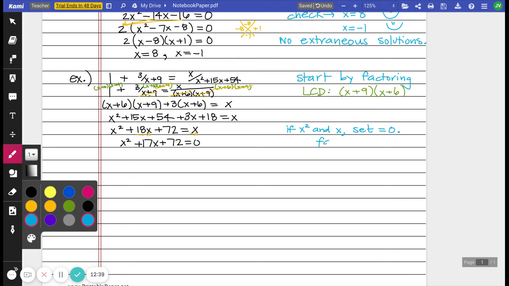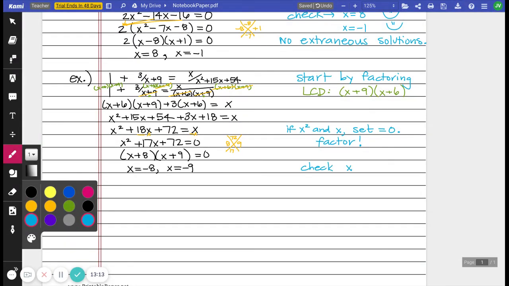Factor again. What multiplies to 72 adds to 17, 8 and 9. X plus 8, x plus 9 equals 0. And then use your factored form to determine your solved form. Okay? Finish with a check.